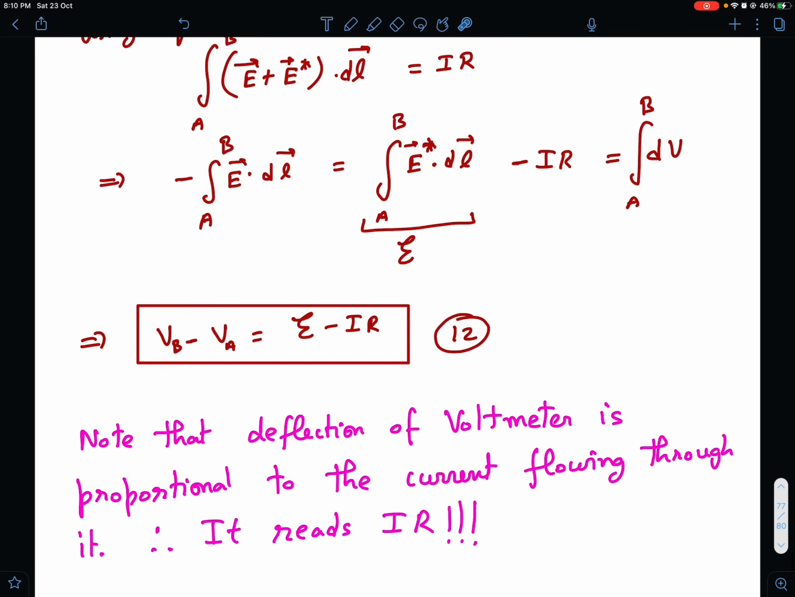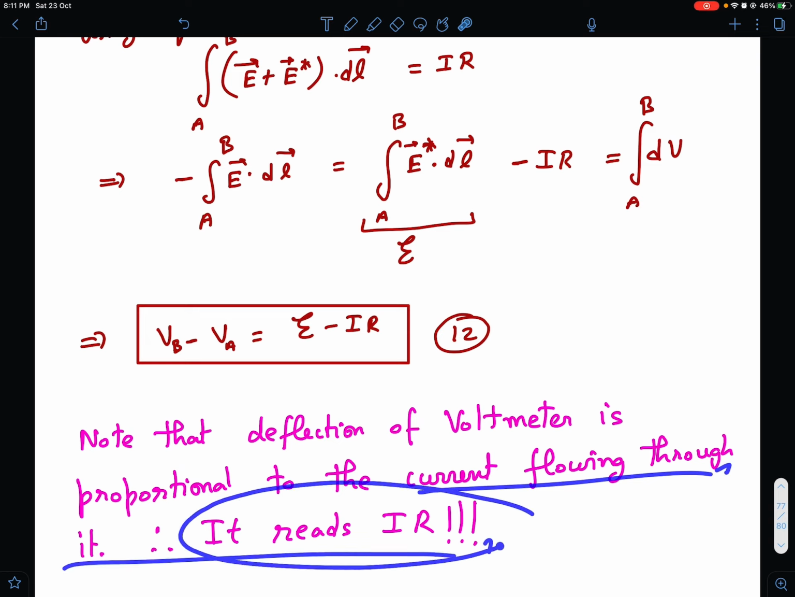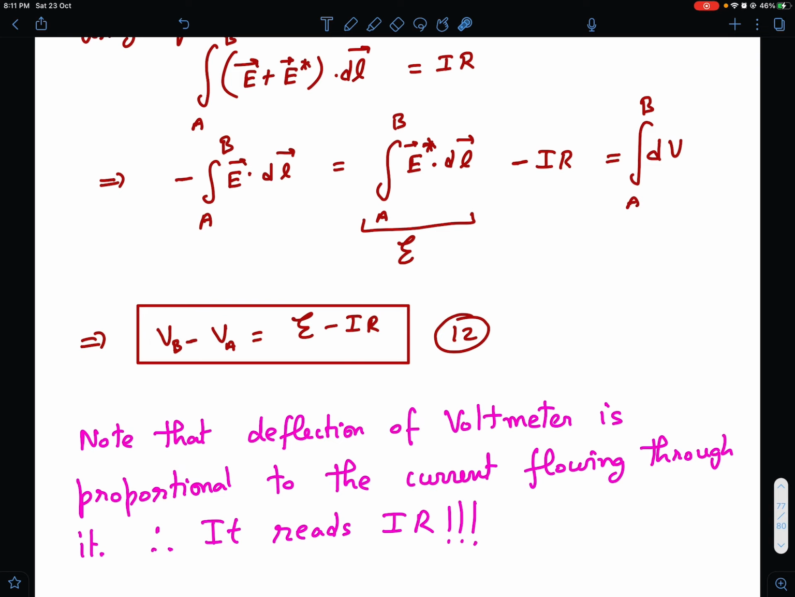Now, what about the deflection of the voltmeter? Many times you are asked in such problems, what is the reading of the voltmeter? Please bear in mind, you can think of a voltmeter as just a modification of a moving coil galvanometer. In the moving coil galvanometer, the coil rotates because of the strong magnetic field of the magnet within the galvanometer, and the reading that it shows is proportional to the current in the coil. So the voltmeter reading is just proportional to the current flowing through it, and it reads IR.